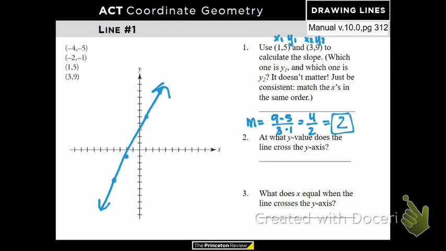At what y value does the line cross the y-axis? So we're looking at the y-axis right here. Where does it cross that line? This point right here is at 0, 3. So the y value is 3. And then the second part is asking what is the x value. So that's here, which is 0.